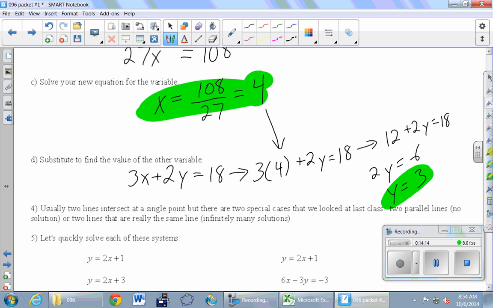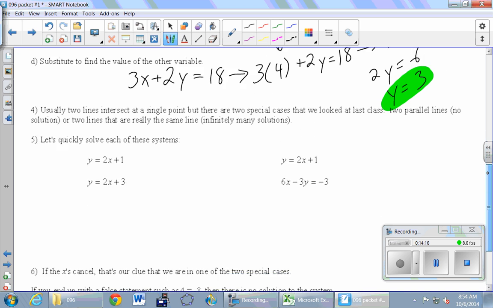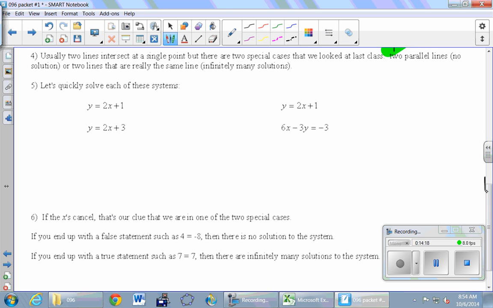Okay, any questions about that elimination method? Raise your hand if you've seen that before. It's like a little bit less than the substitution idea, and that's okay.